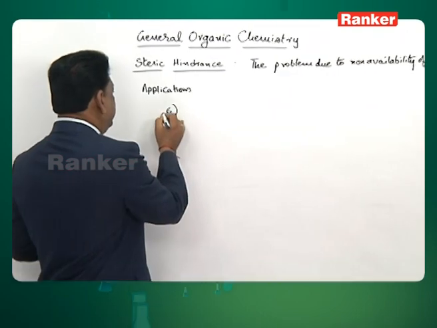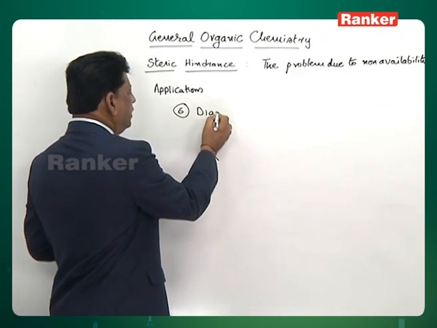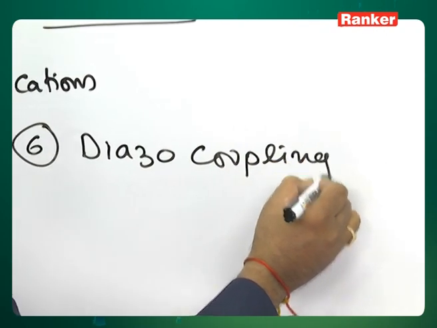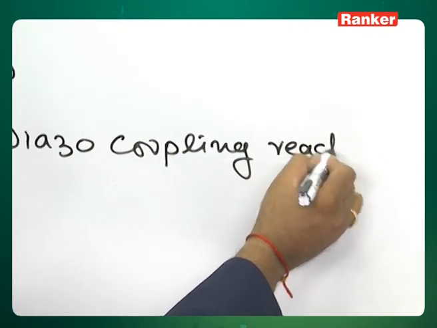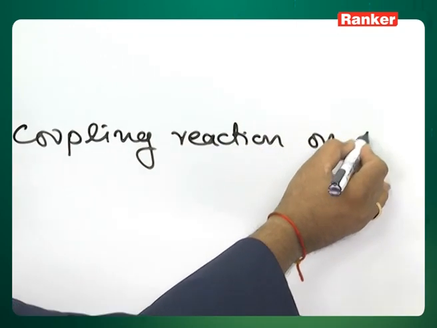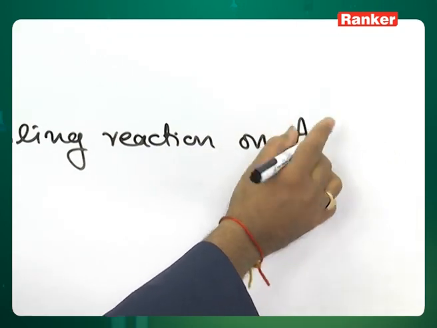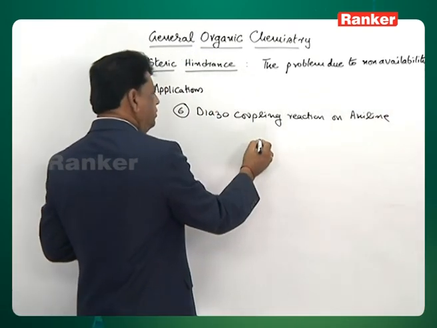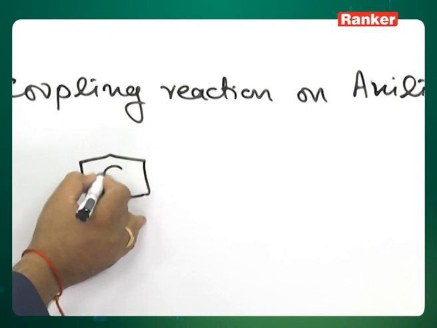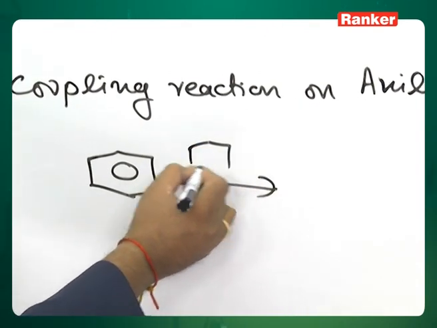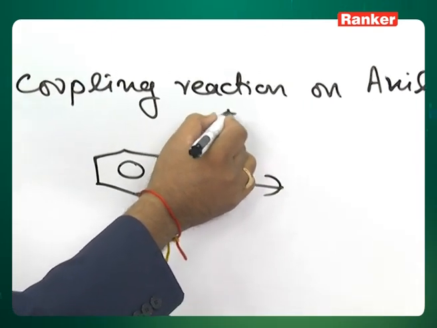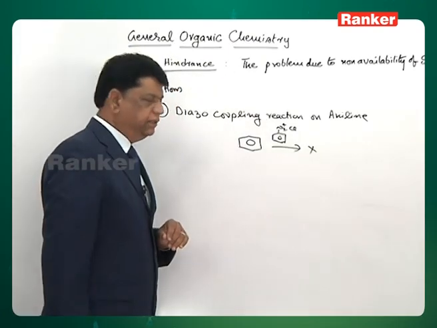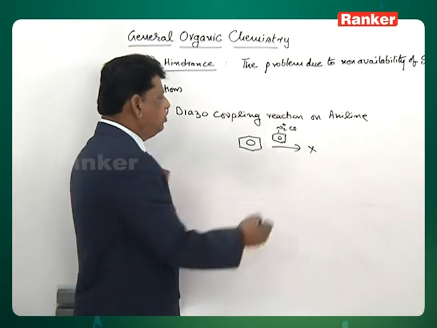Let us take one more application. A diazo coupling reaction on aniline, how it proceeds, let us see. On benzene, actually, diazo coupling is a failure reaction. If you add diazonium salt, N2+ Cl-, the reaction is not taking place, though this is an electrophile.